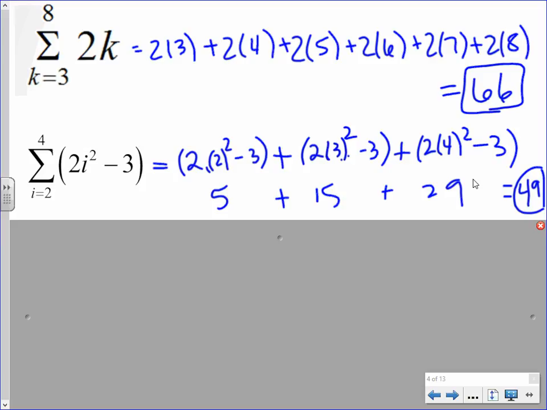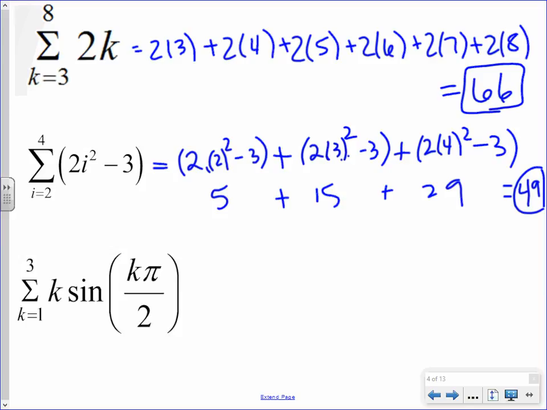On a quiz without a calculator, you wouldn't be able to just write 49 without showing work. You see what I'm saying? I'm just kidding. I'll work it out.